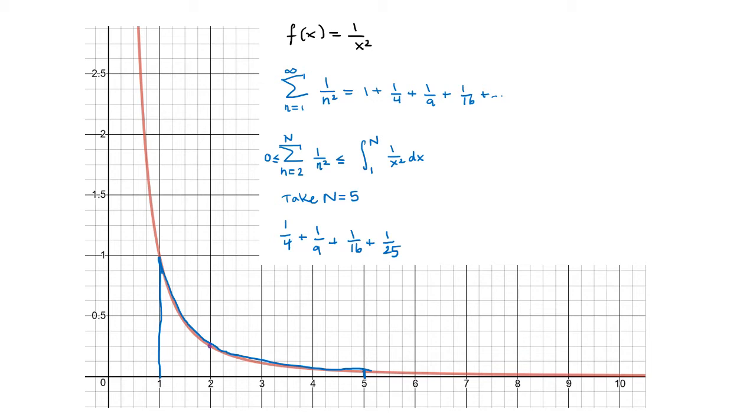1/4 is the value of f at 2. Okay, so a rectangle that has this area is going to be this right-hand estimate. So this is area 1/4. Okay. Similarly, 1/9 is the value of the function at 3.